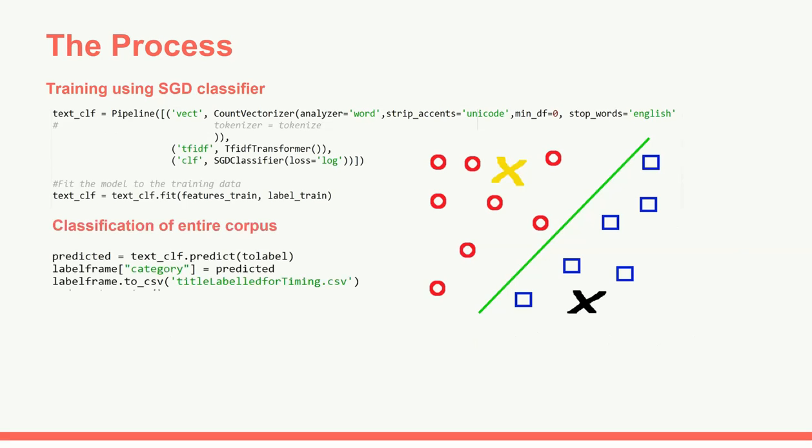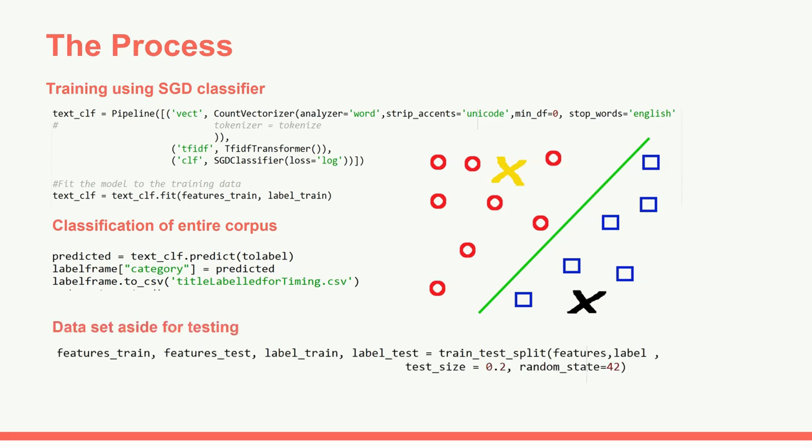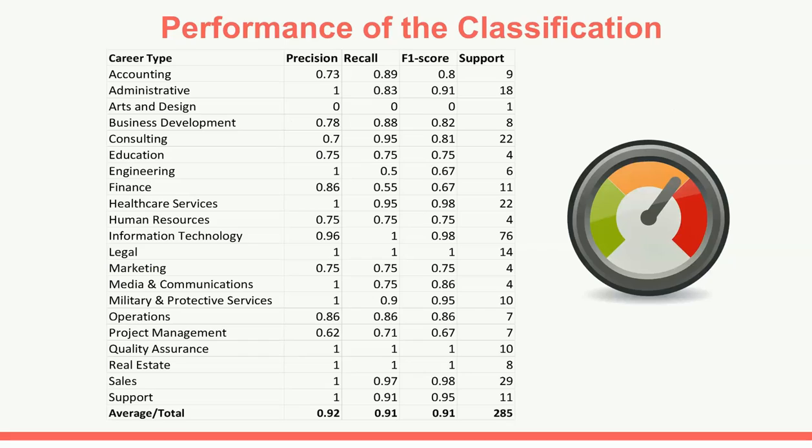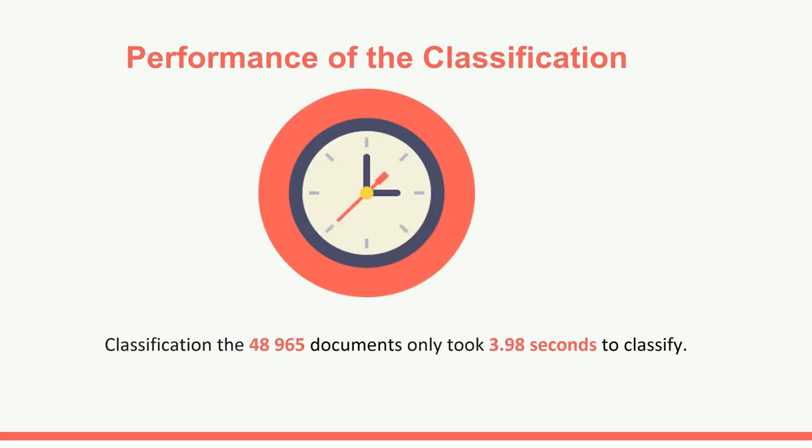Some of the labeled data was set aside to test the accuracy of the classification. The results of the accuracy test are as shown. Support in this chart refers to the number of labeled entries in the test set. The classifier attained an F-measure score of 91%, which meant the classification was pretty accurate. Most categories could be accurately classified, although those with few data in the test set weren't. For example, arts and design had an F-measure score of 0. Classification of the entire corpus of 48,965 documents only took 3.98 seconds.